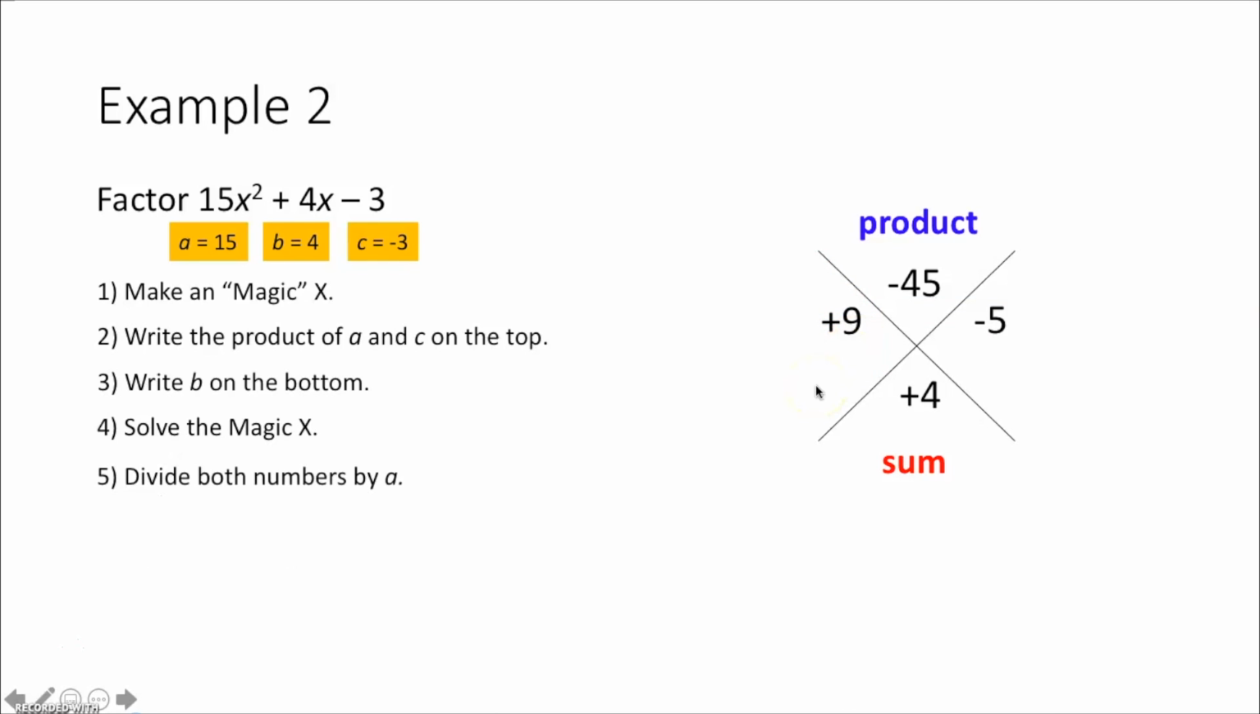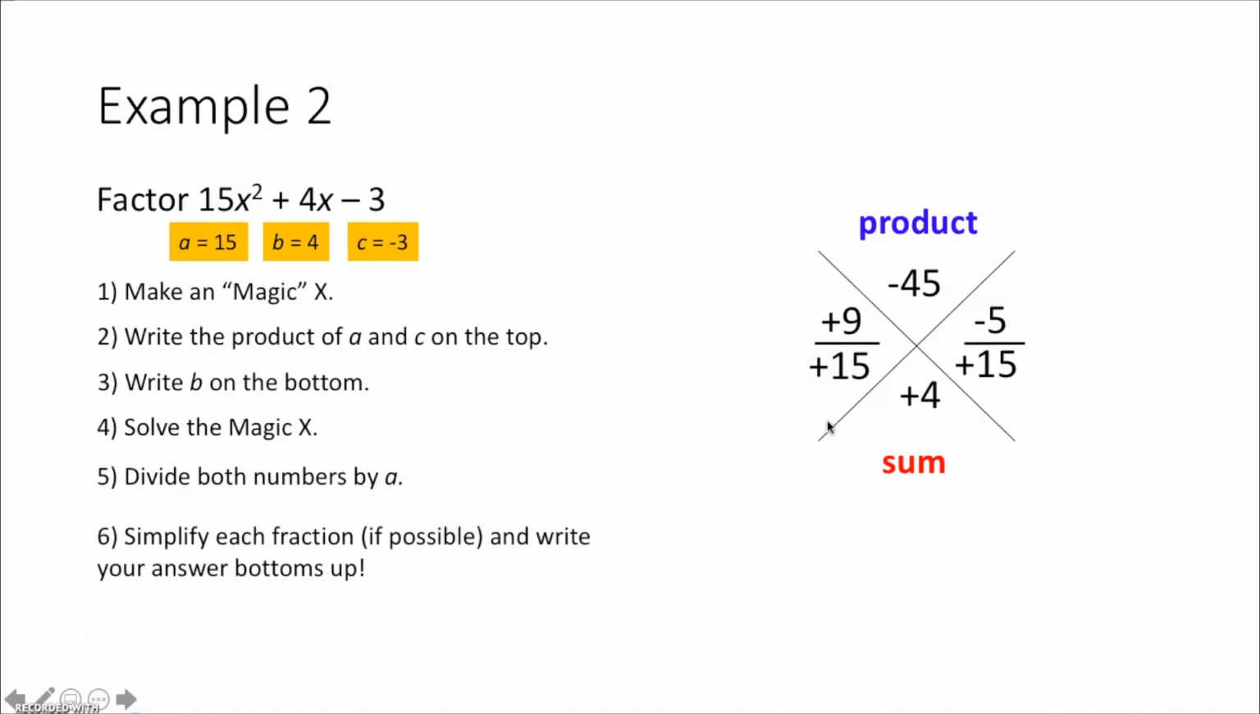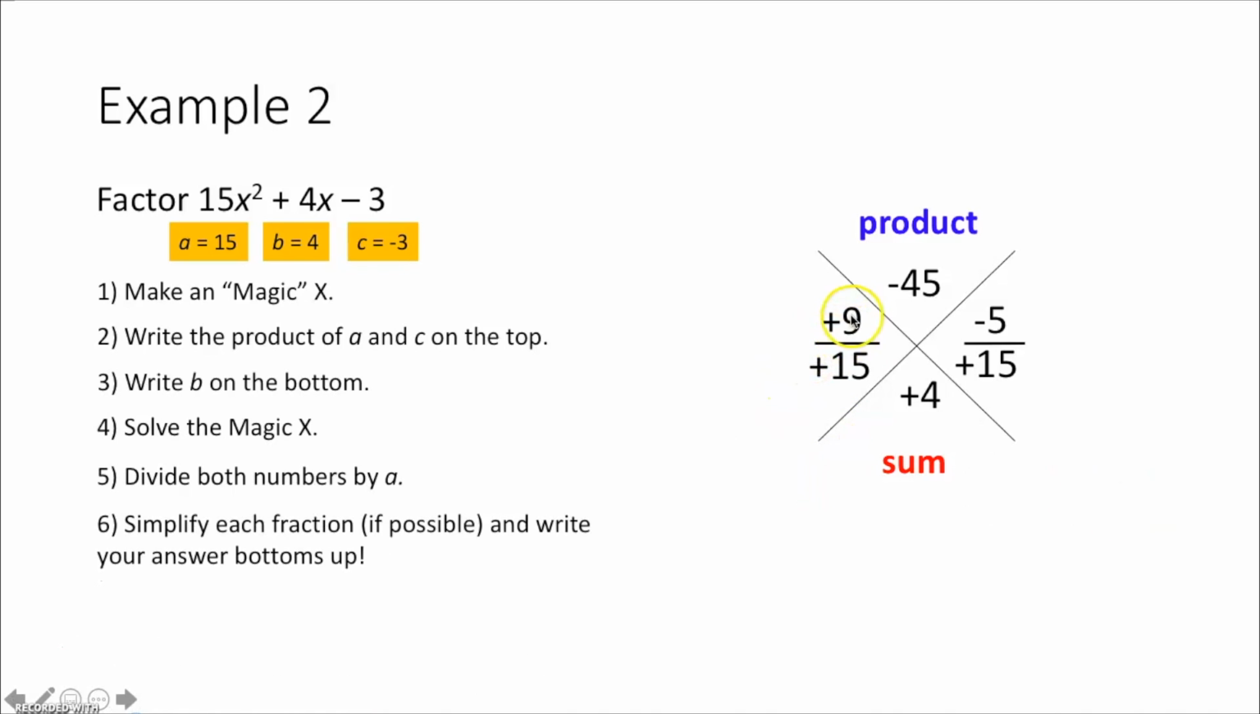You then divide both numbers by your a value, which in this case is 15, and now we simplify those fractions. So over here, 9 over 15, that's going to simplify if we divide each of those by 3. You get 3 over 5. And then over here, negative 5 over 15 is going to simplify to negative 1 over 3 if we divide each of those by 5. Now, again, two sets of parentheses.